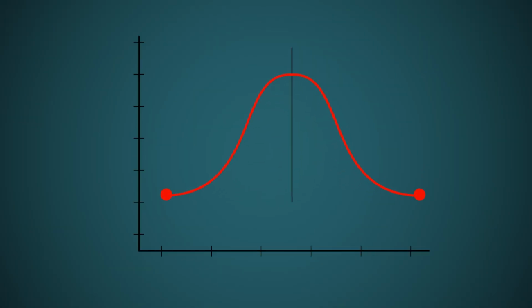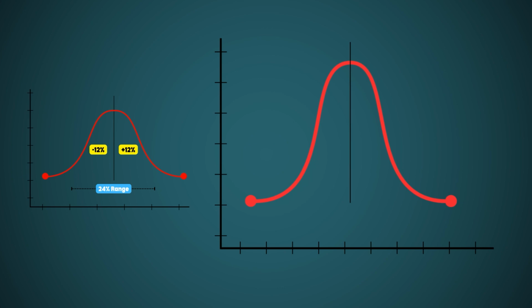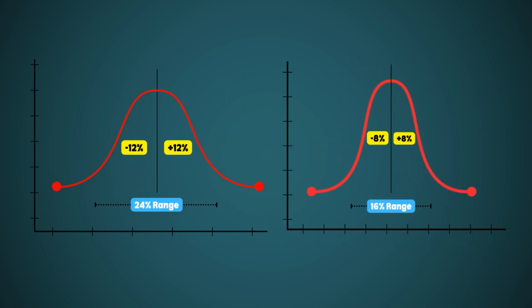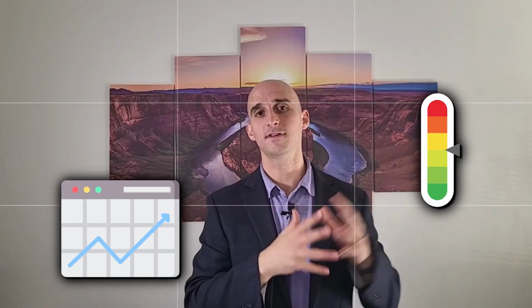So a portfolio with a standard deviation of 12% means there's a 24% range within which your portfolio could move. A portfolio with a standard deviation of 8% has a 16% range within which it is likely to move. Standard deviation can be useful to just get a gauge, and it's all based off historical data. And again, you can get that in Portfolio Visualizer.